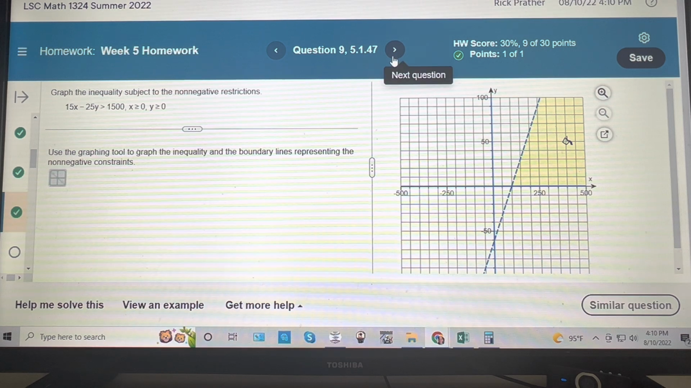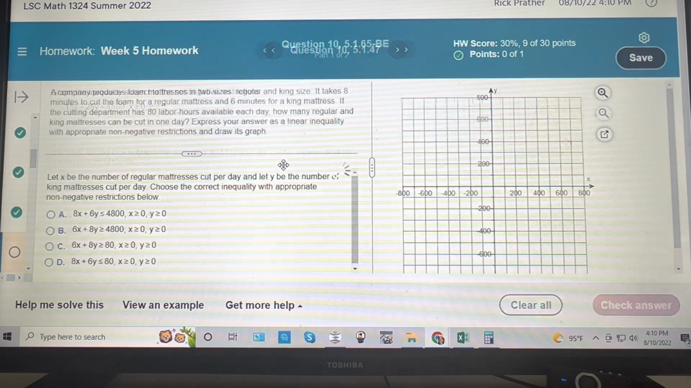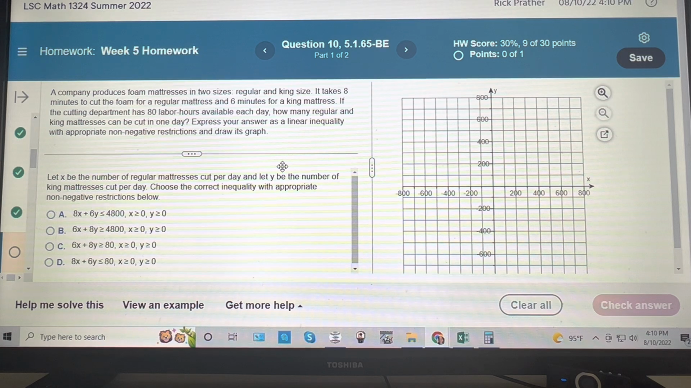So that's the two things that happen when you graph these: did you get an area that's enclosed or did you get an area that's unbounded? So here's the full word problem, although I don't think we're solving it yet. I think we're just setting up the graph here. A company produces foam mattresses in two sizes. They have regular and king size. So that's the X and the Y.